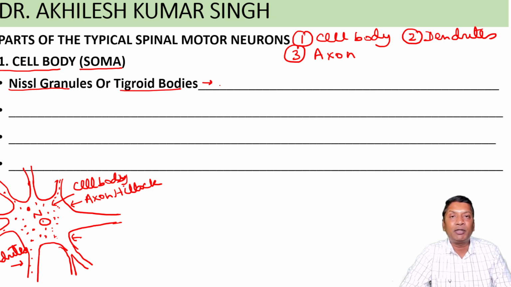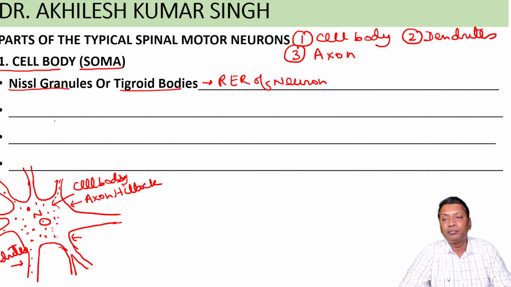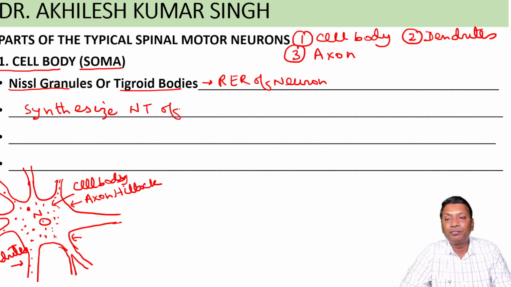So what are they actually? They are the rough endoplasmic reticulum of the neuron. And what is the function of the rough endoplasmic reticulum? The rough endoplasmic reticulum synthesizes protein, and here these rough endoplasmic reticulum, that is the Nissl granules, synthesize the neurotransmitter of the neuron.